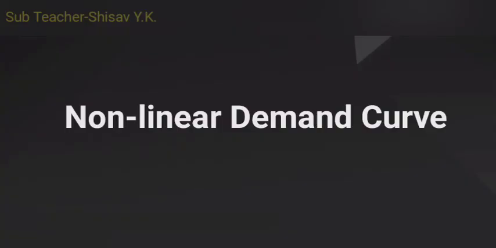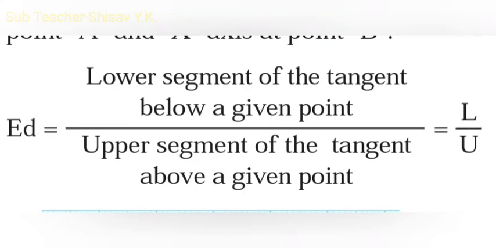Okay students, non-linear demand curve. When demand curve is non-linear, that means convex to origin, to measure price elasticity of demand, we have to draw a tangent AB touching the given point on the demand curve and extending it to meet y-axis at point A and x-axis at point B, and the formula is the same. That means ED is equal to lower segment of the tangent below a given point upon upper segment of the tangent above the given point. That means L upon U.